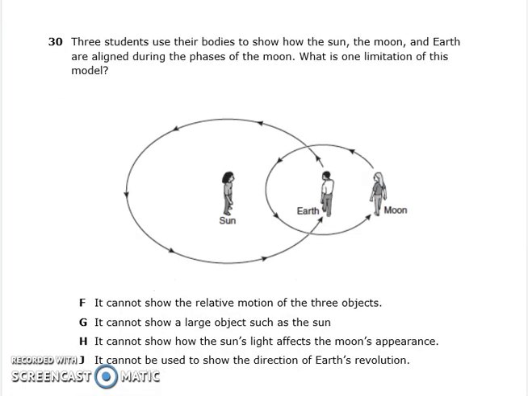Number 30. 3 students use their bodies to show how the Sun, the Moon, and Earth are aligned during the phases of the Moon. What is one limitation of this model? F, it cannot show the relative motion of the 3 objects. G, it cannot show a large object such as the Sun. H, it cannot show how the Sun's light affects the Moon's appearance. Or J, it cannot be used to show the direction of the Earth's revolution.